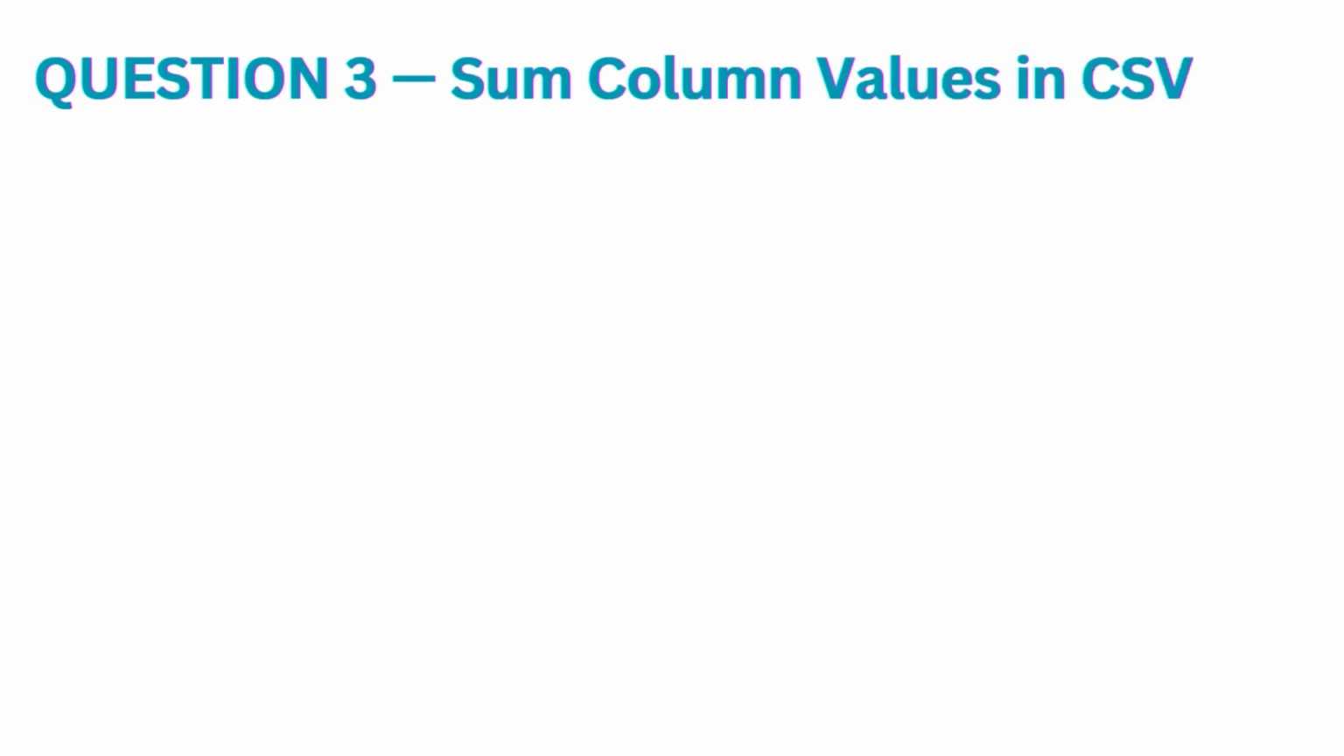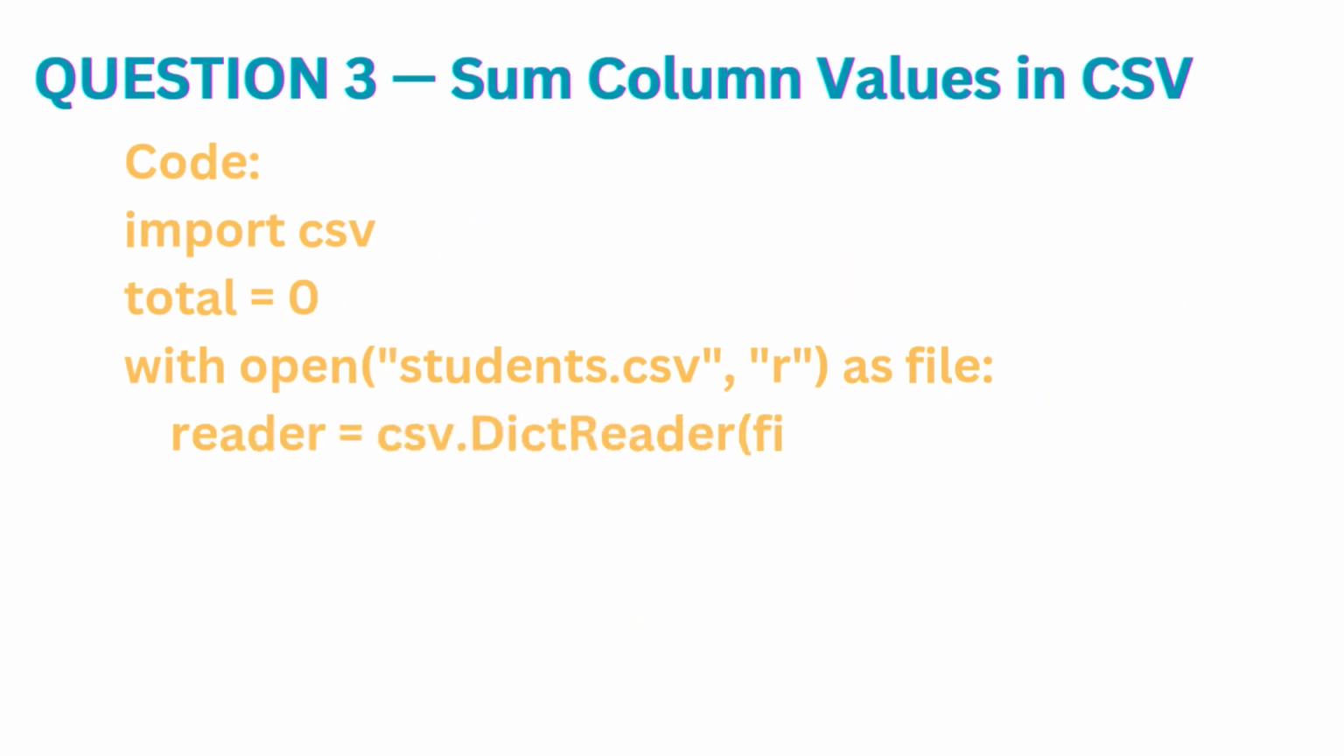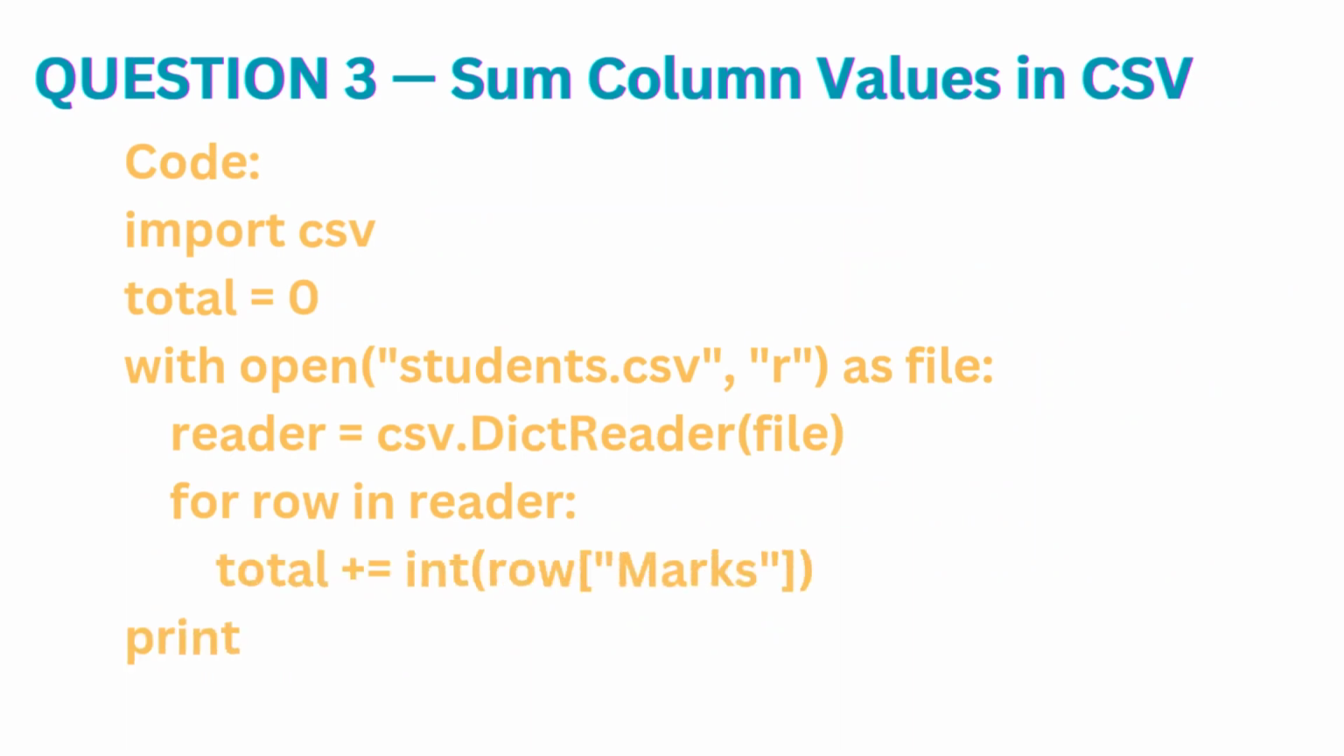And the next question is sum column values in CSV. For solving this, we have to use a loop that goes through CSV rows and sums a specific column, which is key for data analysis and reports. So the code is import csv. We first initialize total equal to 0. With open students.csv to read the file, reader should be csv.DictReader(file), and for row in reader, total equals total plus int(row['marks']), and then print the total marks.